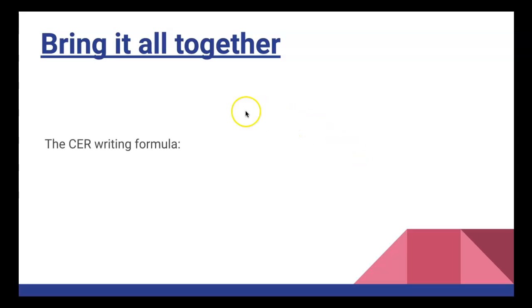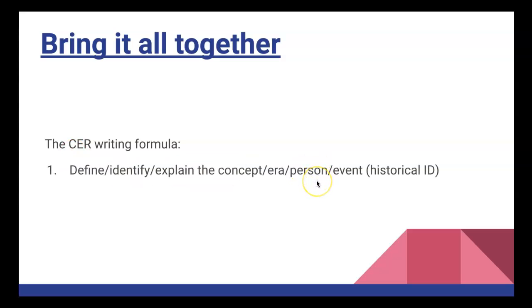Here's what we have learned so far about the CER writing formula. First, we need to define, identify, or explain what it is that we're talking about. That could be a specific concept like deficit spending, assimilation, or new technology, just to name a few. You might talk about a specific era or time period like the Civil War, imperialism, or the Civil Rights Movement. Or perhaps you're writing about a specific historic event.